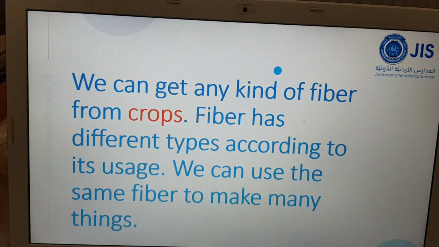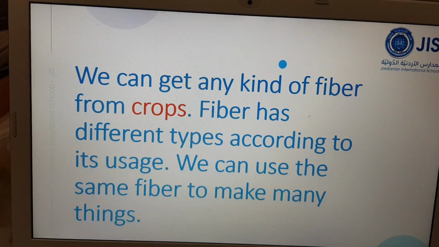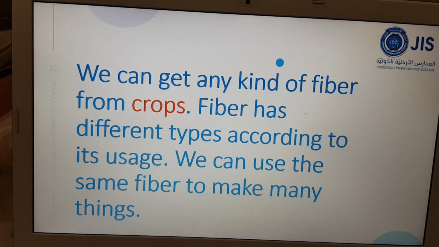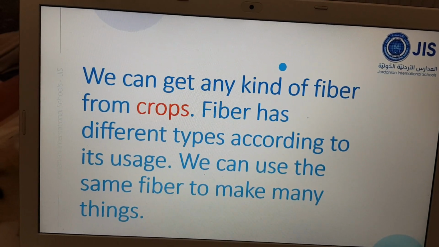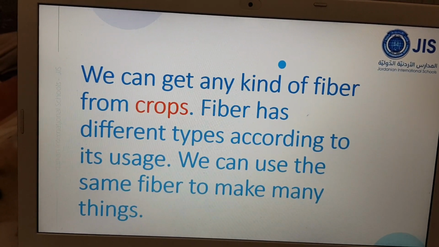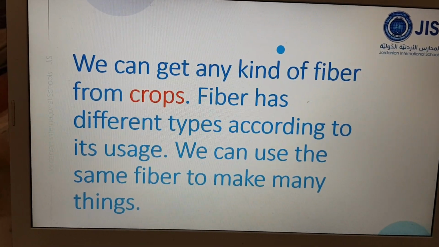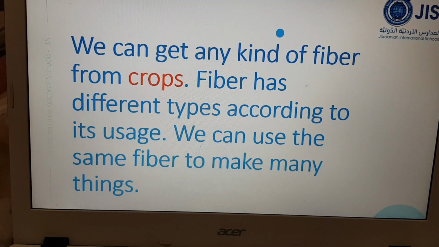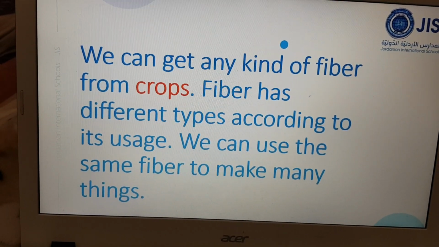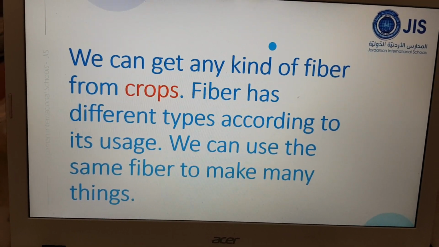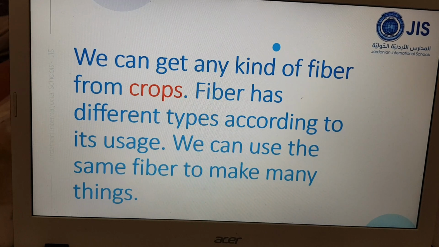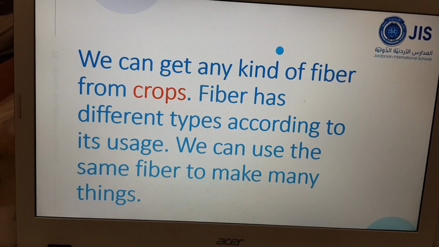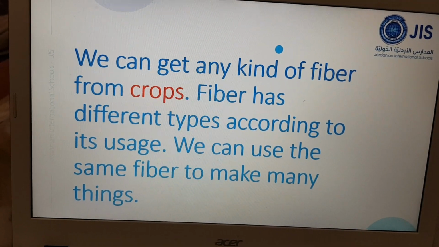Okay. Now, we can get any kind of fiber from crops. And as we said, crops are plants. So fiber is taken, as we said in the beginning, from natural material, which means from plants, from crops. That's why it is called fiber crops. Fiber has different types according to how we use it to make different products. And sometimes we can use the same fiber to make many things.